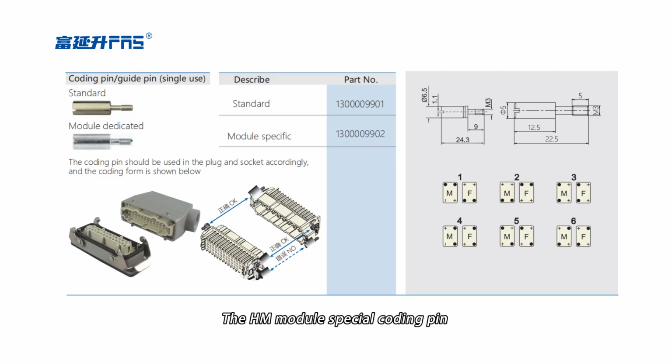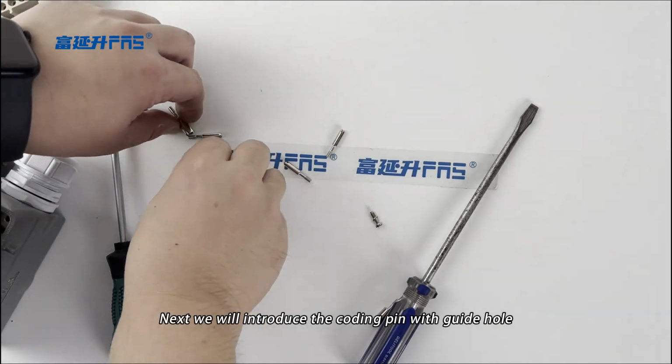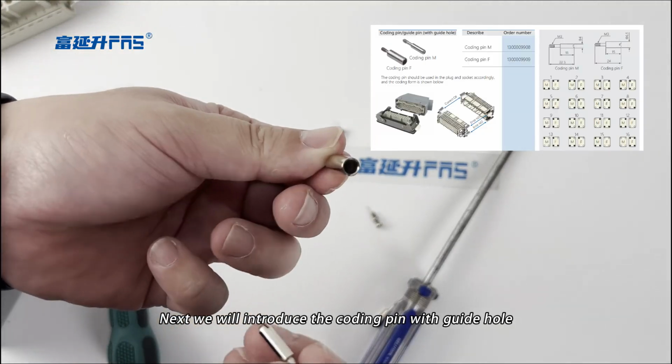The HM module special coding pin is used for the pneumatic modular series. Use this series of coding pins. There are also 6 combinations of installation rules. Next, we will introduce the coding pin with guide hole.